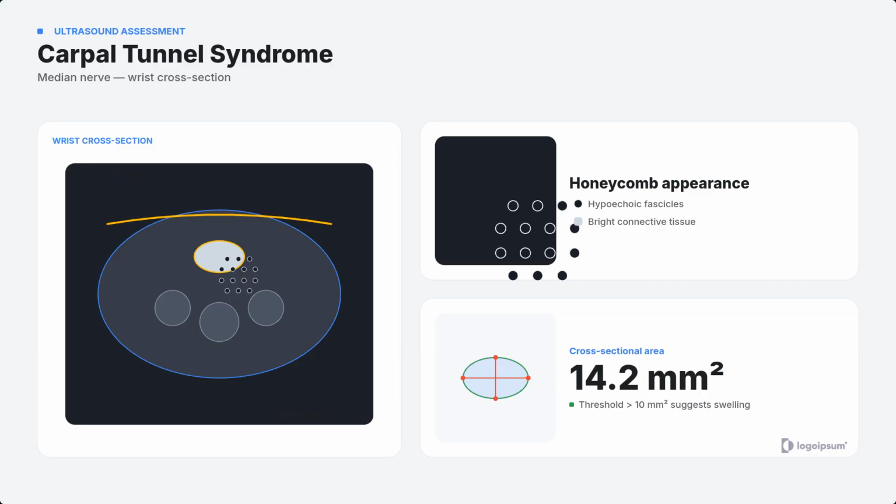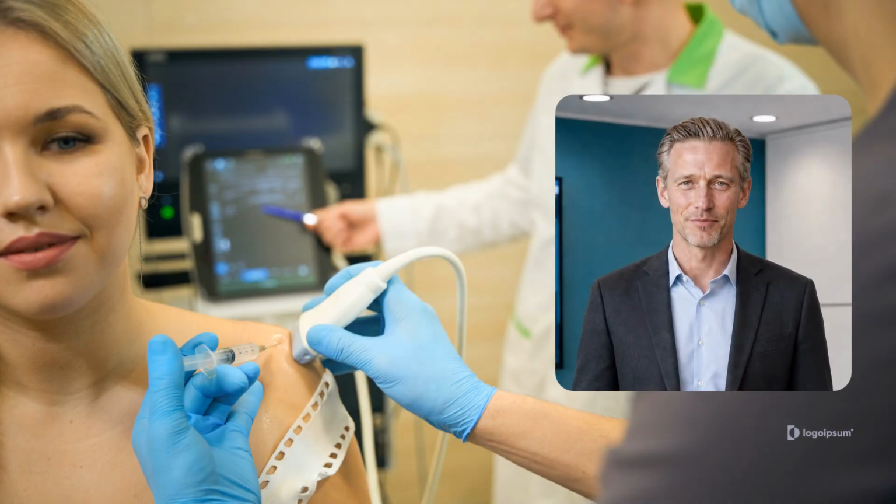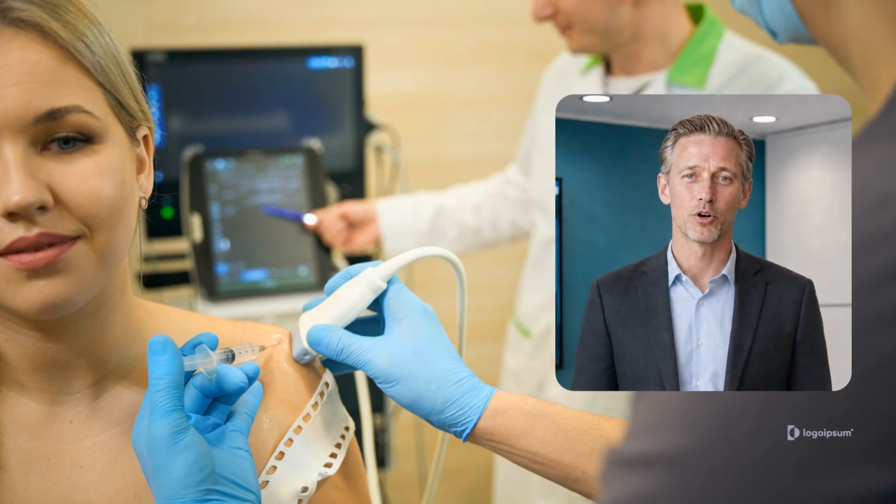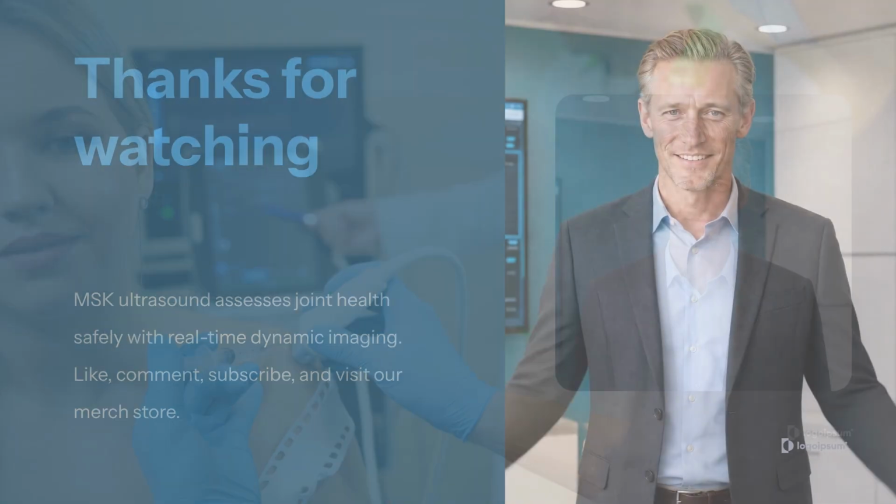and compression. Beyond diagnostic imaging, MSK ultrasound provides real-time guidance for interventional procedures. Clinicians can track a needle in real time as it enters a joint capsule, fluid collection, or tendon sheath. This ensures medication is delivered with pinpoint accuracy, making treatment more effective and far more comfortable for the patient.